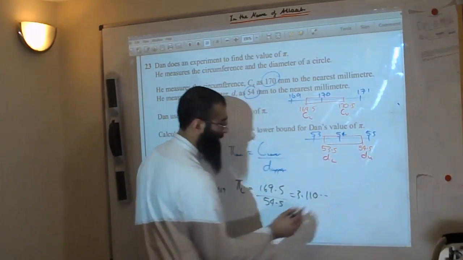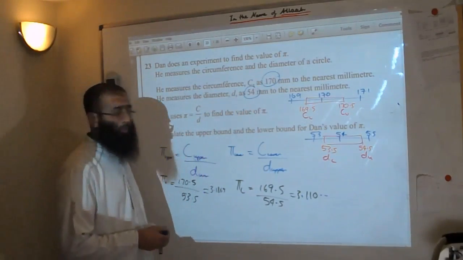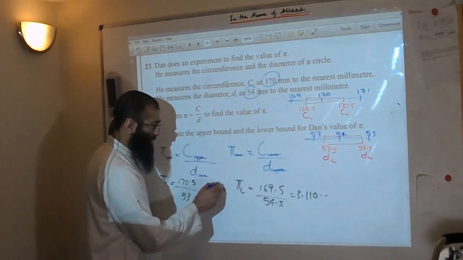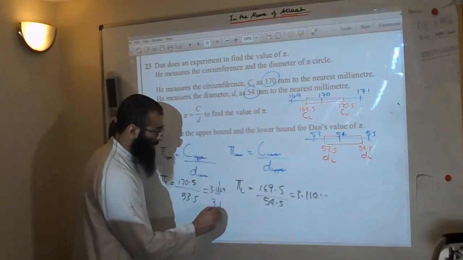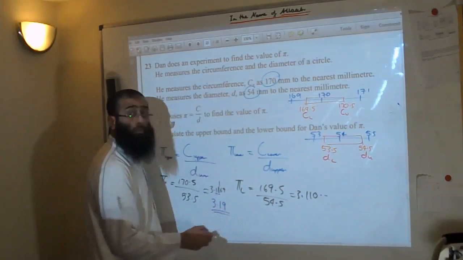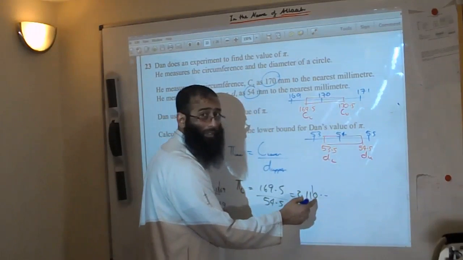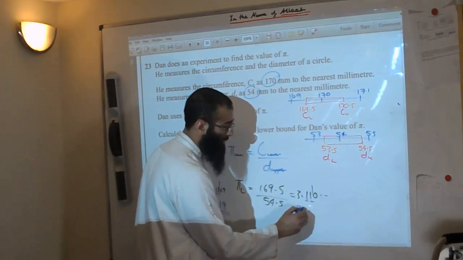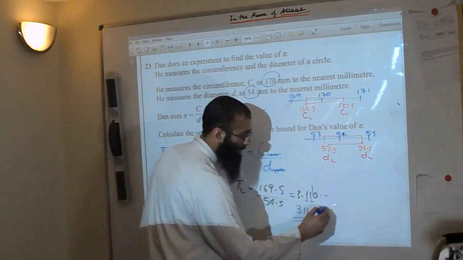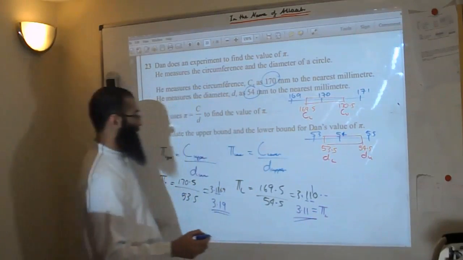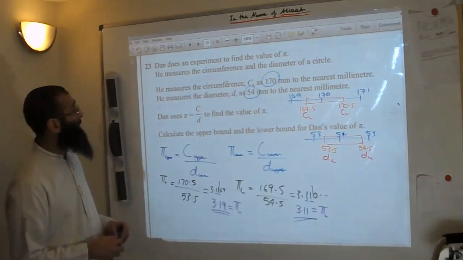So what we need to do first of all, folks, quickly just round it off to 2 decimal places for good measure. So 1, 2, stop down here. If this number is 5 or more, you add 1, so this becomes 3.19. This one here, same 2 decimal places, 1, 2, stop there. Look at the next digit, less than 5, leave it alone. There you go. That's going to be the pi, lower one. That's going to be the pi, upper one. And then we need two answers for that.